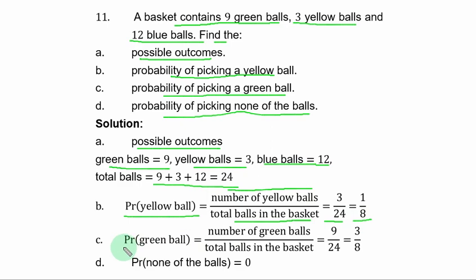C part, the probability of picking a green ball is equal to the number of green balls over total balls in the basket, and that is 9 over 24, which reduces to 3 over 8. D, the probability of picking none of the balls, that is 0 over the total 24. It remains as 0.